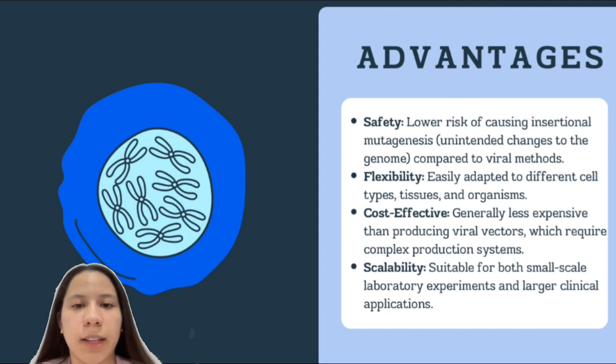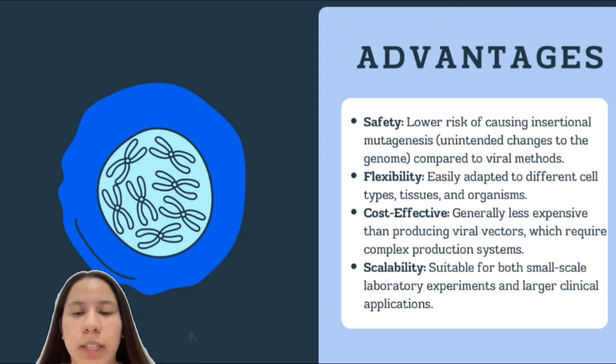Let's move on to the advantages of this technique. Regarding safety, since it doesn't involve viruses, the risk of insertional mutagenesis is significantly reduced, which is crucial for clinical application. It is also very flexible, easily adaptable to different cell types and tissues, making it useful for both research and therapeutic applications, such as genetic modification of immune cells for advanced therapies. Additionally, since it doesn't rely on viral proteins, the technique poses a lower risk of immune response, making it safer for use in humans.